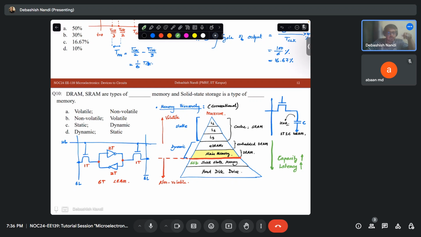Fine. So you understood the differences between the multiple layers and where everything falls into place. So from the question point of view, DRAM and SRAM are types of what? It is above the red line. So it is volatile memory, and solid state storage is a type of non-volatile memory. So the first option will be the right answer.